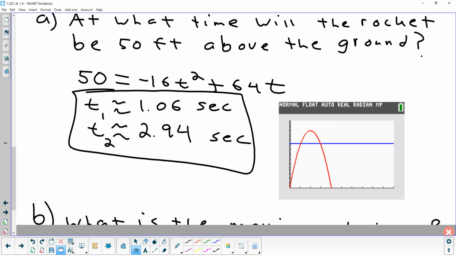Any question on how we solved it that time instead of quadratic formula?